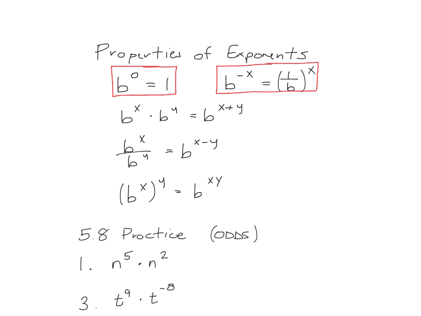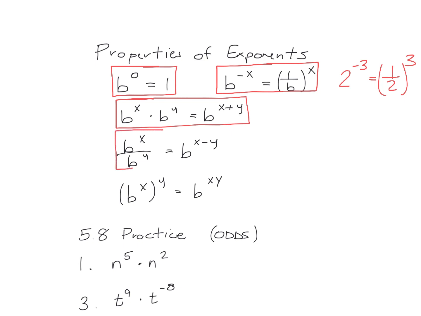exponent. So if you have, let's say, 2 to the negative third, that's the same as 1/2 to the positive third power. If you're multiplying two numbers together with the same base, you keep the base, you add the powers. If you are dividing two numbers with the same base, you keep the base, you subtract the powers. And if you have the power of a power, keep that base and you multiply your powers together.